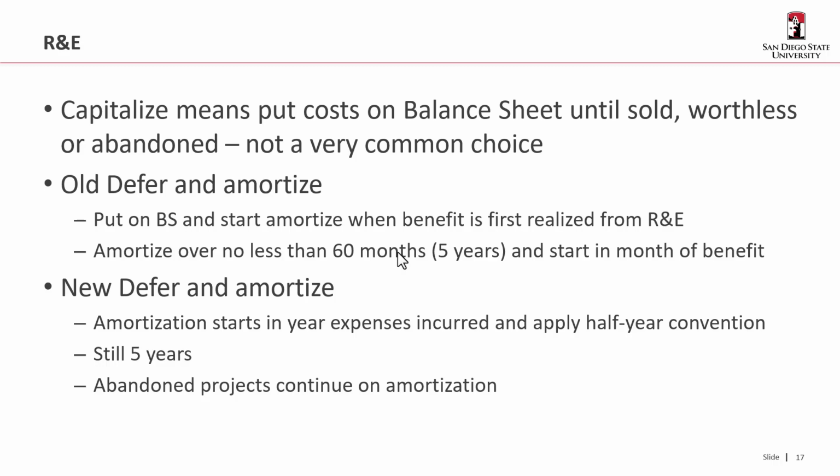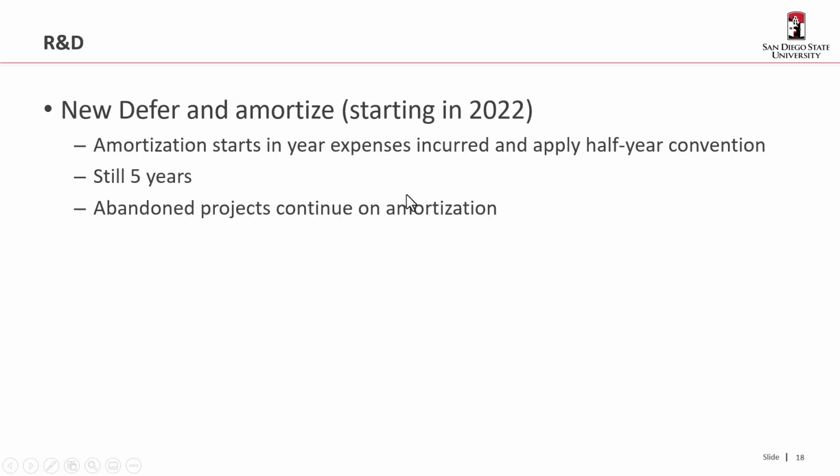But now we've got a new defer and amortize. So now amortization starts the year expenses are incurred. You apply a half-year convention, whereas you used to apply a full-month convention. It's still over 5 years. And even if you abandon the project, you would still continue to amortize it over those remaining 5 years. So there's no method by which you write off any sort of capitalized R&E. So this has not been a really popular choice.